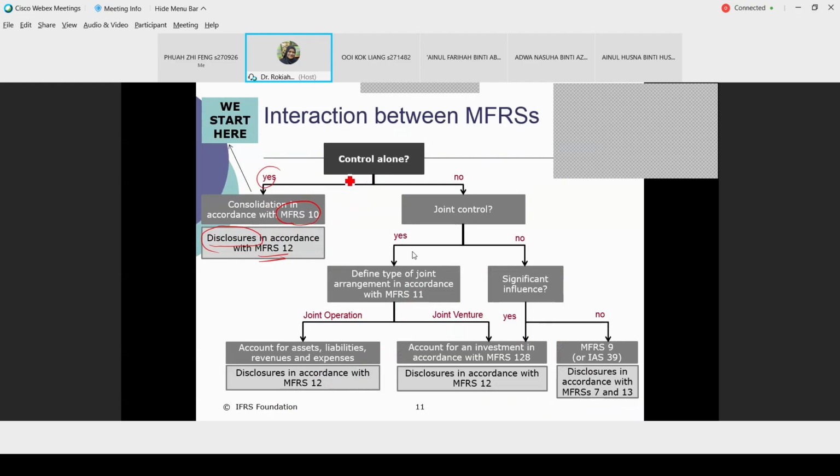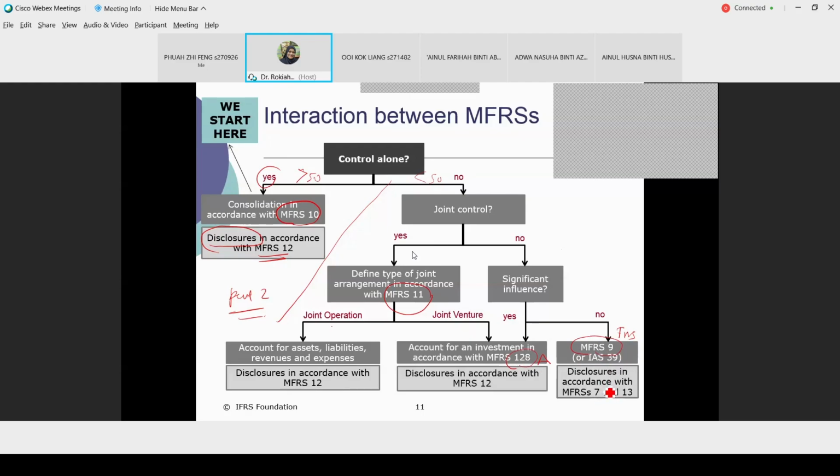If you do not have control, meaning your share is not more than 50%, and the share is less than 50%, is it considered joint control? If there is joint control, it relates to MFRS 11. Under joint control, we have joint operation and joint venture. This part is detailed in part 2 of your note chapter 1. If there is no joint control, then you have significant influence, which deals with MFRS 128, investment in associate. Or if there is no investment in associate, it can be an investment in a financial instrument, which deals with MFRS 9.